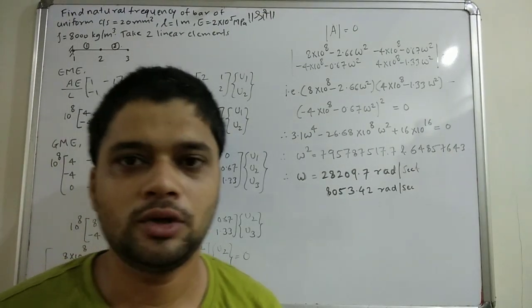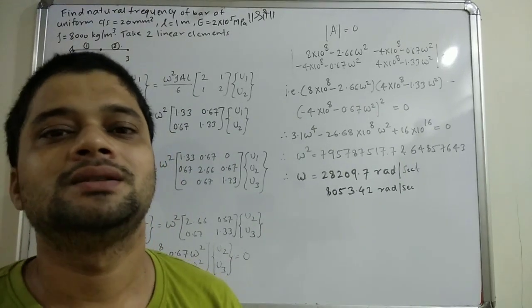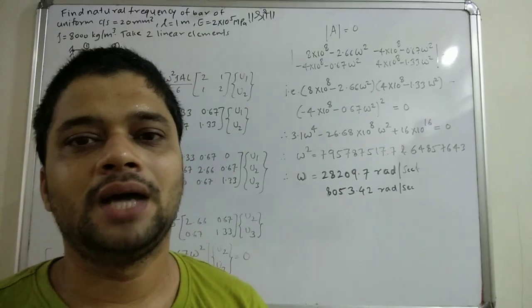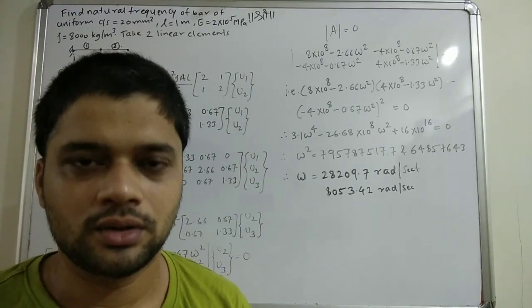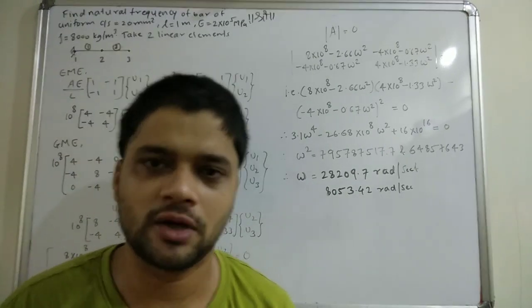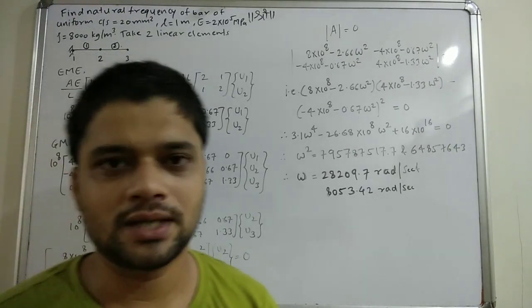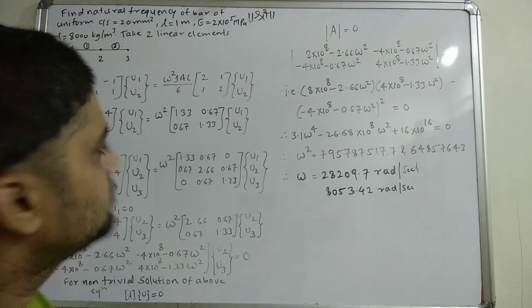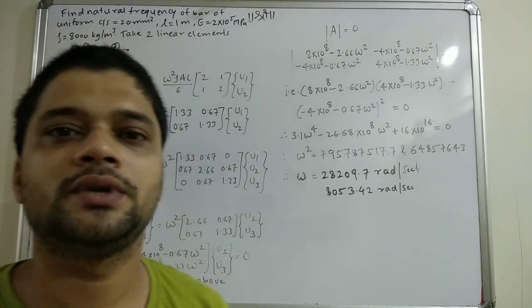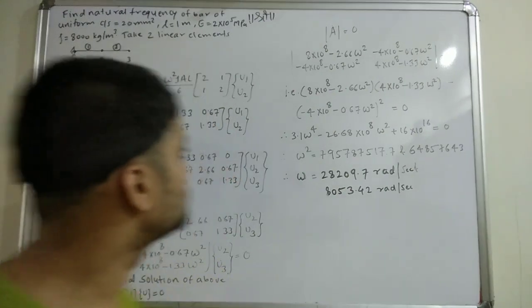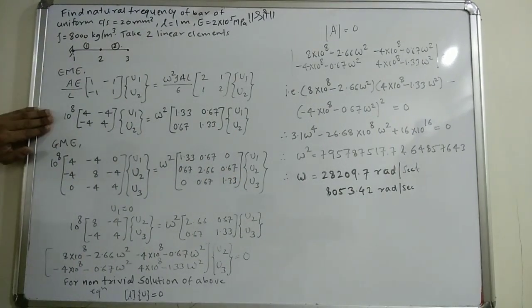Since the omega square term is coming, we will ideally have two values of omega. Omega is the natural frequency with which the axial rod is going to vibrate, and we are just trying to identify that natural frequency by this finite element method. So I'll put all the values.